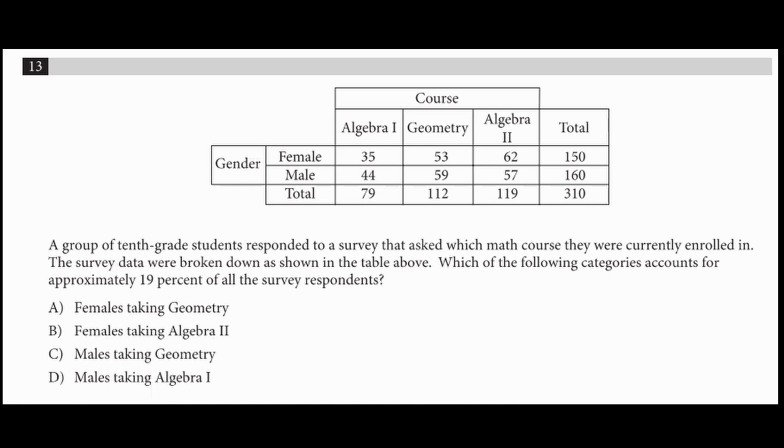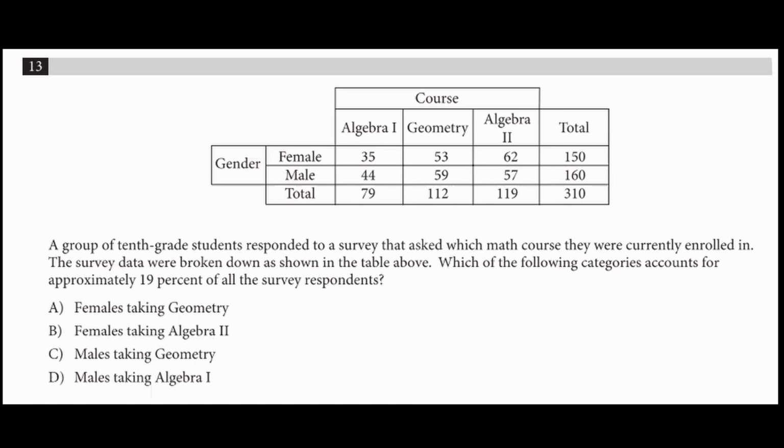So for 13, a group of 10th grade students responded to a survey. They asked which math course they were currently enrolled in. The survey data were broken down as shown in the table above. Which of the following categories accounts for approximately 19% of all the survey respondents?